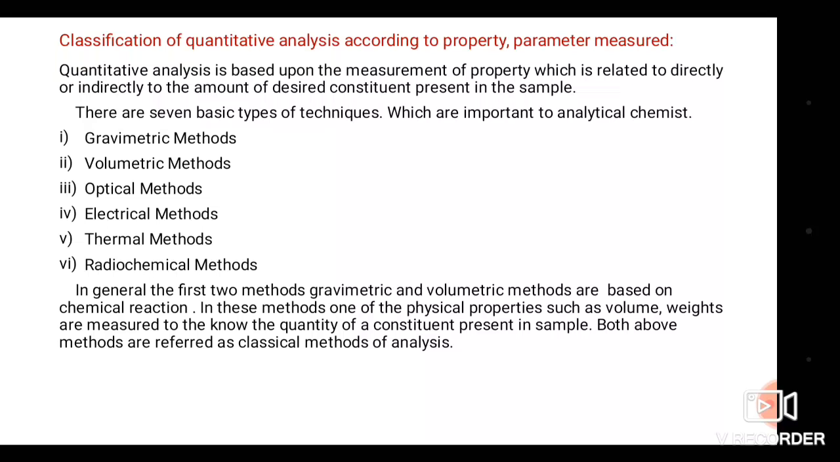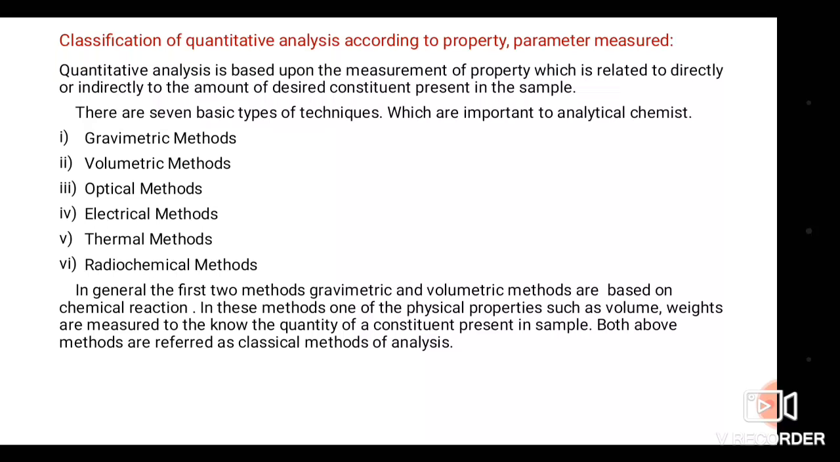There are 7 basic types of techniques which are important to an analytical chemist. One is the gravimetric method, second is the volumetric method, third one is the optical methods, fourth one is the electrical methods, fifth one is the thermal methods, and sixth one is the radiochemical methods.